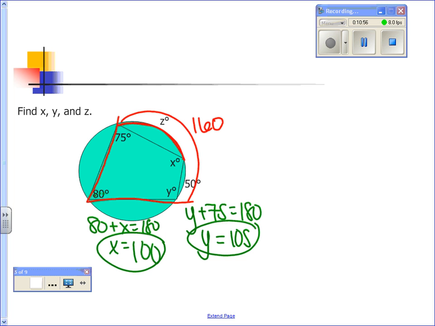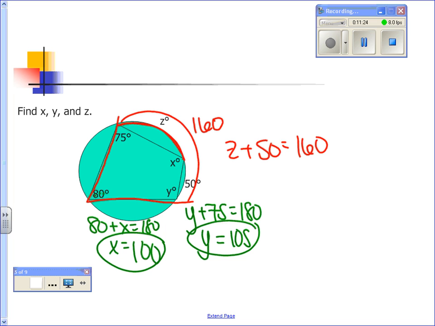Where did the 160 come from? If this inscribed angle is 80, the arc is 160. But z, is that 160? Z plus 50 gives you the 160, because z and 50 make up the whole 160. Times 2? It's always times 2.